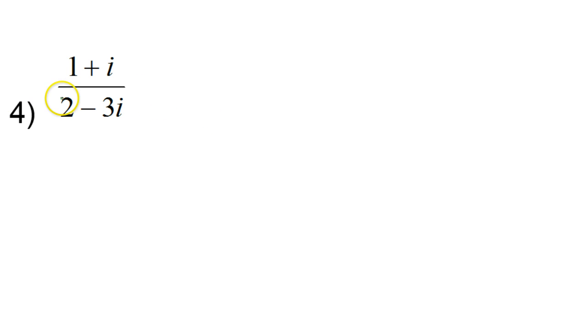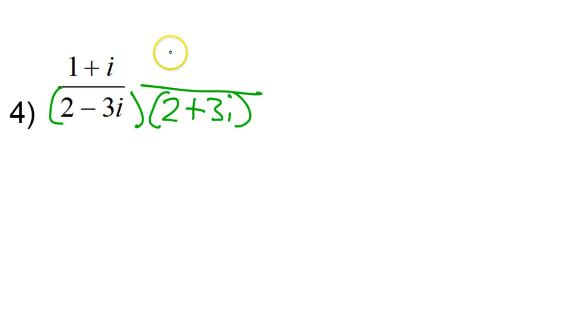Okay, for number 4, once again, we will multiply by the conjugate. So this will be 2 plus 3i. And you have to do the same thing in the numerator. So another 2 plus 3i. And now it is time to double distribute, or FOIL.